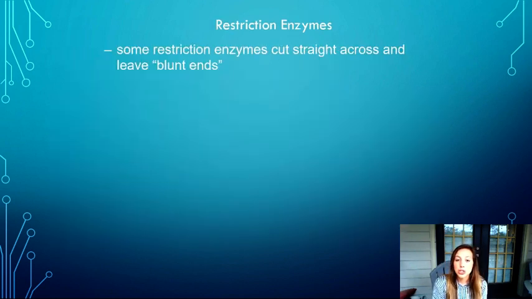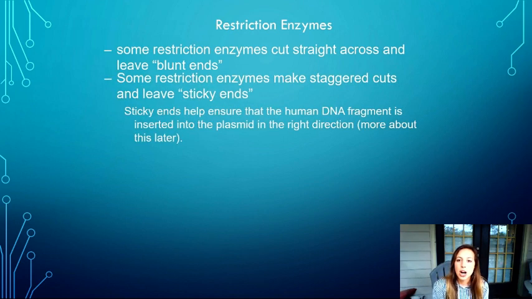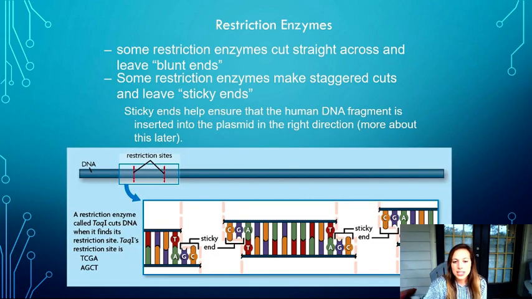Some restriction enzymes cut straight across and will leave blunt ends, which is going to be like it cuts straight down, and there's going to be the same amount of nucleotide bases on one side as on the bottom side. And then some enzymes make staggered cuts and leave sticky ends. Sticky ends help ensure that a human DNA fragment is inserted into the plasmid in the right direction. We'll talk about that a little later. But you can see here, these sticky ends, they're off balance. So there's more on the top than there are on the bottom, or vice versa.